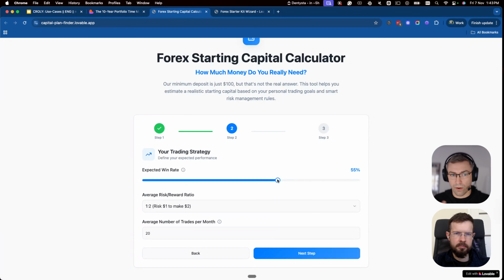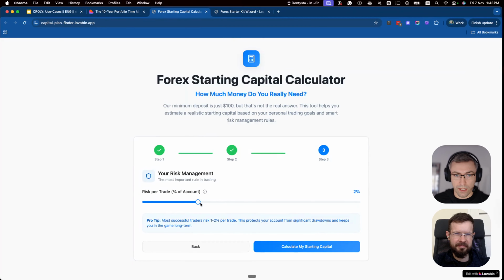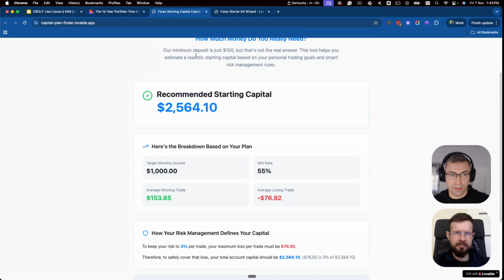You have to set an expected win rate. You have to assume something. Then you add the risk per trade, per account, and then you can calculate more or less the starting capital that you need. I'm not sure if that's validated.